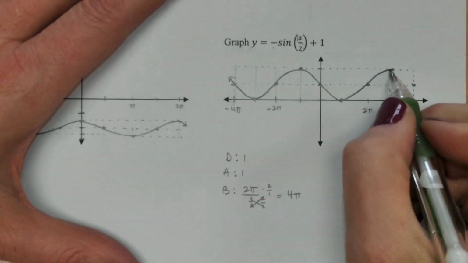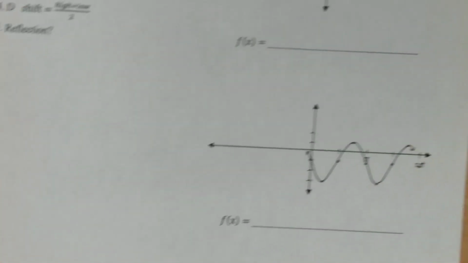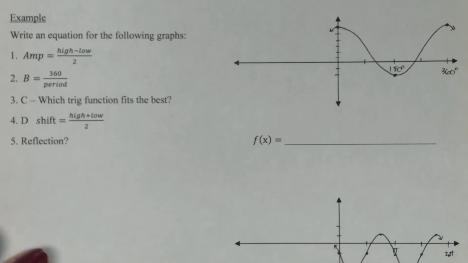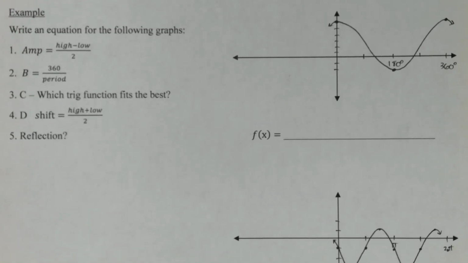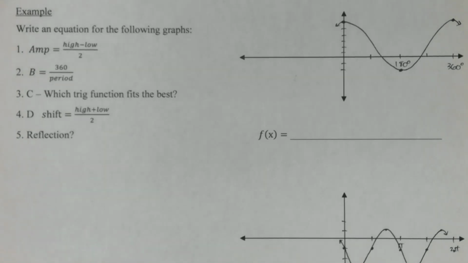And I've got my function. All right. Next up, we're going to write the equation for a couple of graphs. So kind of in reverse, if I gave you the graph, could you write me the equation? What's kind of tricky is you can write them all as either sine or cosine functions.